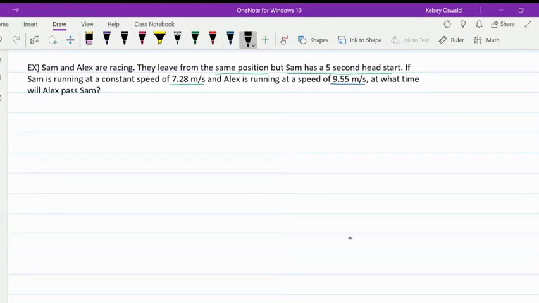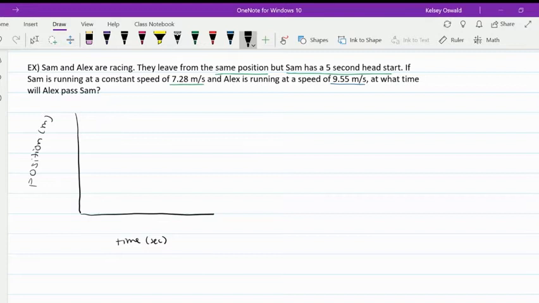So for this one, same thing as in our last problem, always a good idea to sketch out our motion first. What will our two objects look like in our position versus time graph? What is different about this one is that they start at the same position. So since both of our objects are starting at the same position, it's easiest to just have them start at the origin. Make it easier on yourself.